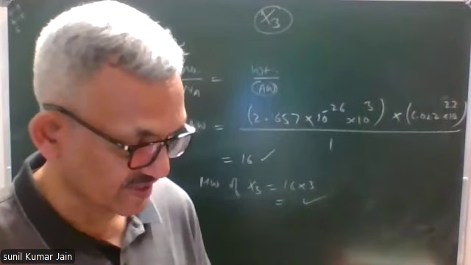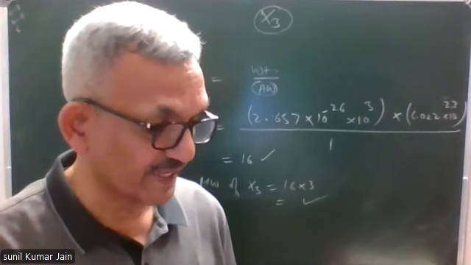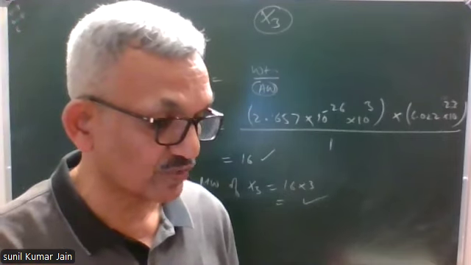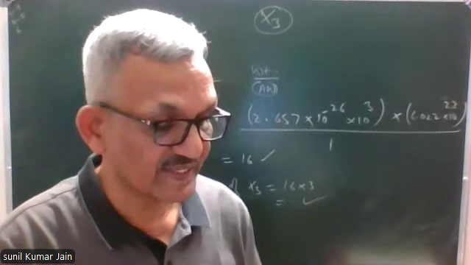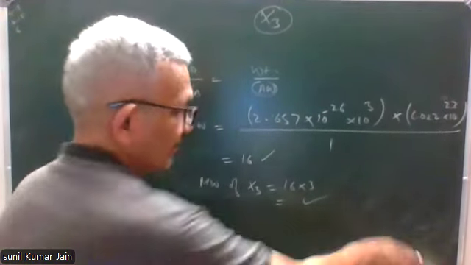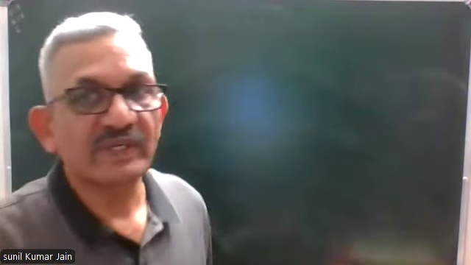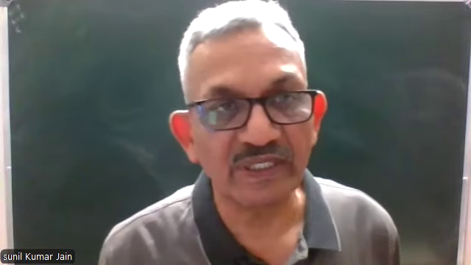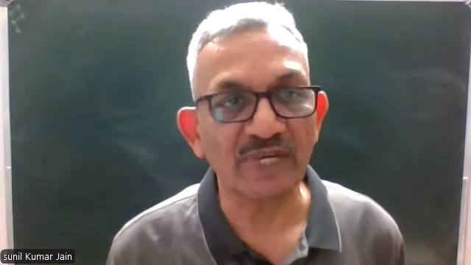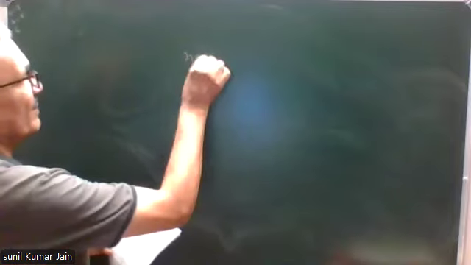Next, numerical number 6. Calculate the volume occupied by 3.38 into 10 to the power 20 molecules of water at a temperature when its density is 1.01 gram per cc. First, we'll calculate the weight of so many molecules of water and then apply density is equal to mass per volume. We are given so many molecules, so number divided by Avogadro's number.